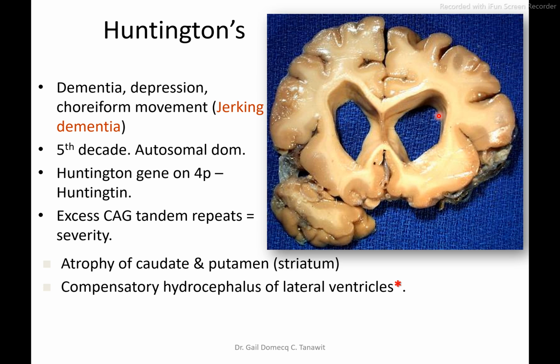Then the Huntington's disease. Okay, this patient will have dementia, depression, choreiform movement or jerking movement. Nag-flare yung kamay niya. Okay, so that's it.